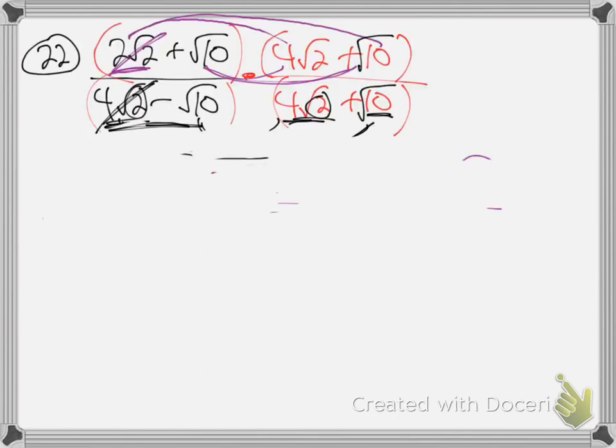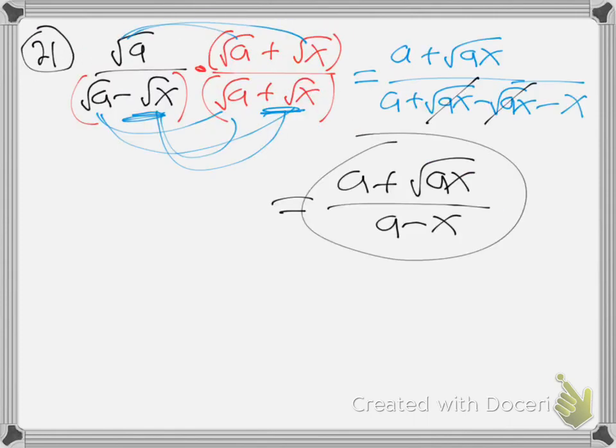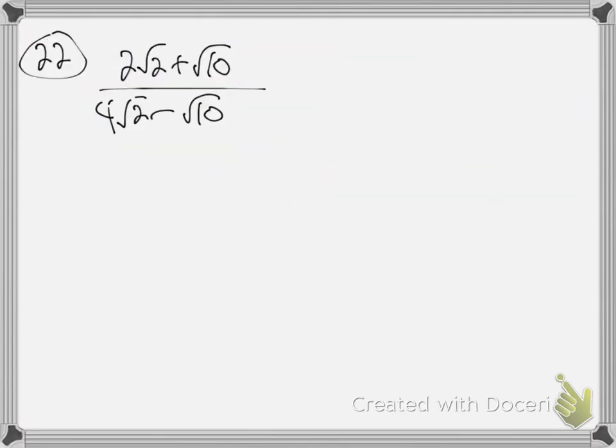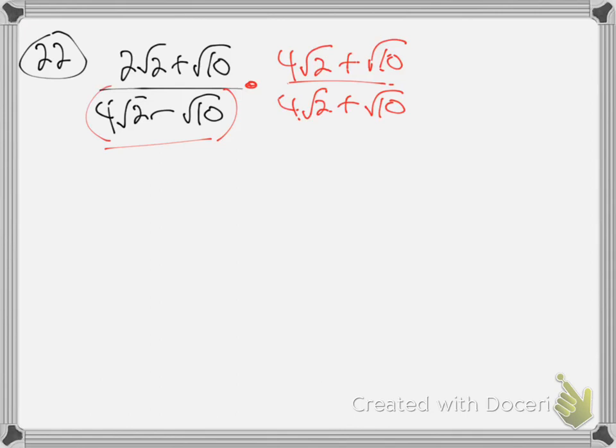That was not good. So 2 root 2 plus root 10 over 4 root 2 minus root 10. I get that one right? Yeah, okay. Alright, so here we go. Sorry. Let's multiply now by the exact denominator. Let me get it straight this time. Root 10 over 4 root 2 plus root 10. There we go. Alright, so now it's exactly the denominator, opposite sign in the middle.